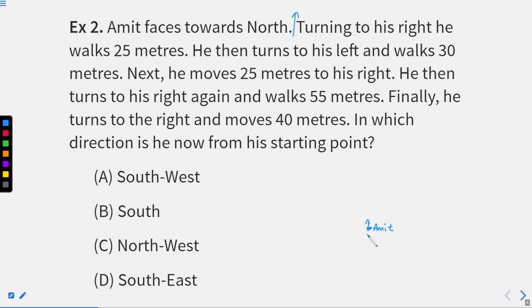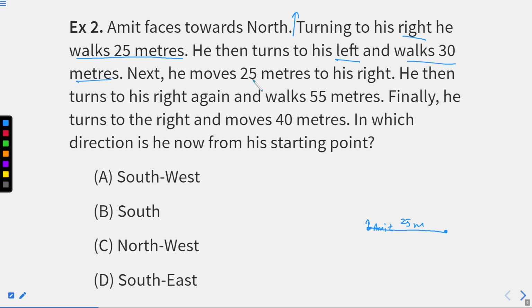Then he turned to his right and walked 25 meters. So if he is facing in this direction, right will be in this direction, and he walked around 25 meters. First we'll read the complete question and the diagram will be shown to you. We'll mark every value that we get here. He walked 25 meters to the right, right? Then he took a turn to his left. Make sure of the directions, right or left, right? Now he moved to the left and walked 30 meters, right?